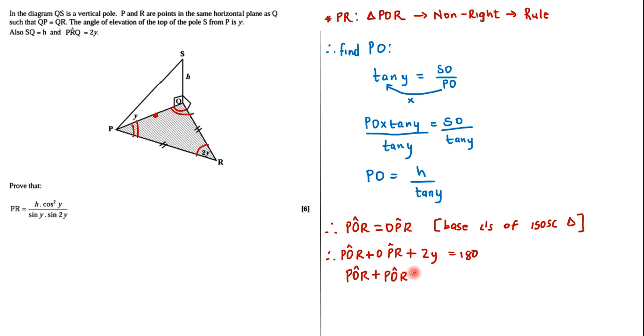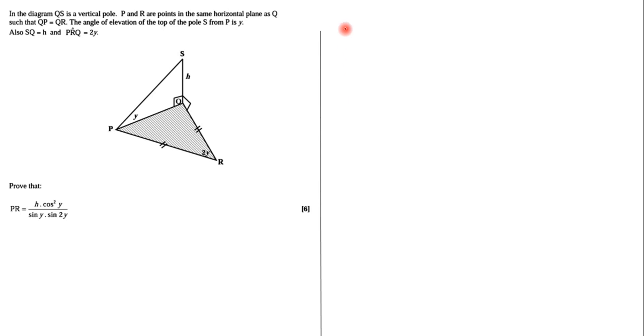POR plus 2y equals 180. Now this will be 2 POR, because there's two of them, plus 2y equals 180. Then I can divide by 2 right here, and as you can see, I'm left with POR plus y, which equals 90, and therefore POR equals 90 minus y, right? So I can actually use that as my angle.